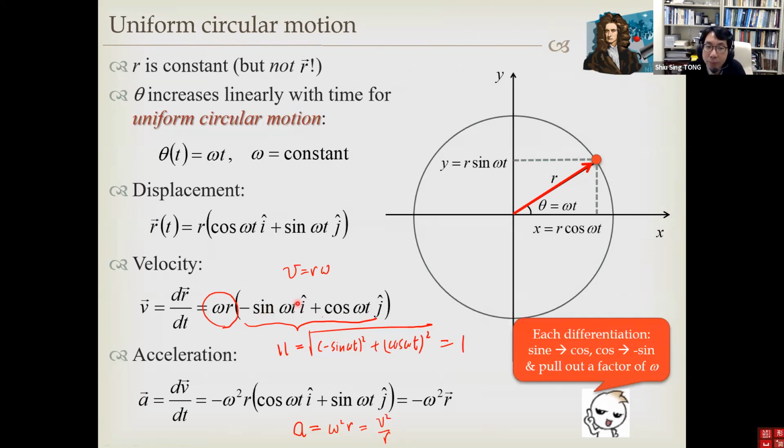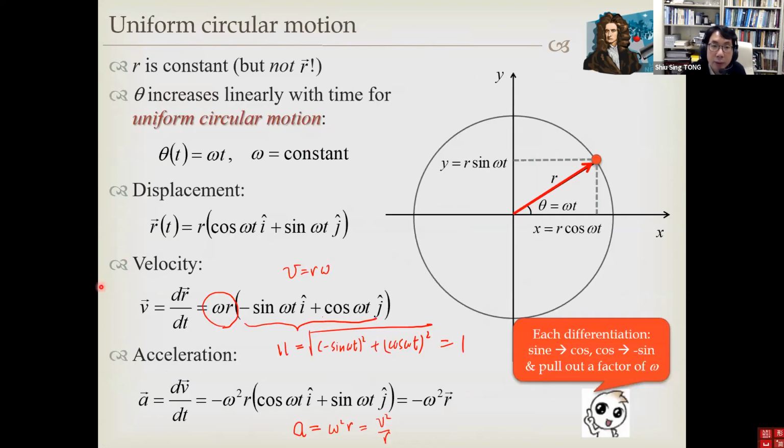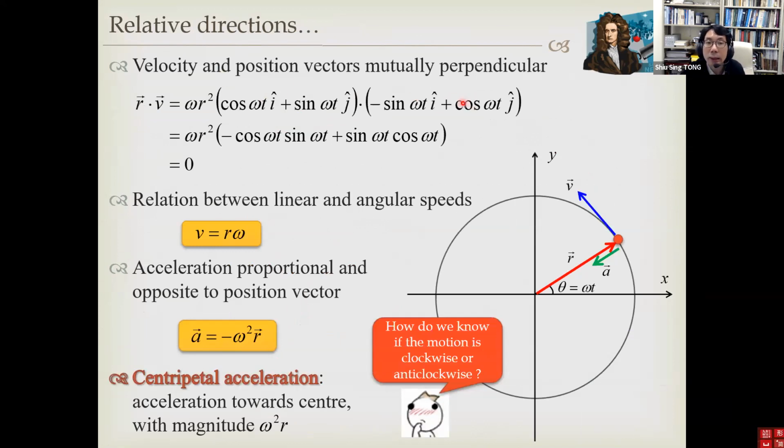Now, you may be puzzled by what this vector means. What is the direction of this vector? I will let you see the direction. I form a dot product of r with v, okay? r is given by this vector, and v is given by this vector, right? I form a dot product between the two. And I have omega r squared, that is not important. The dot product between these two base unit vectors is important. Now I have i dot i equal to 1. So for the first term, I have minus cosine omega t sine omega t.